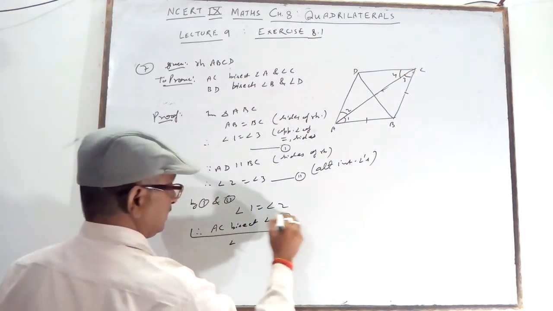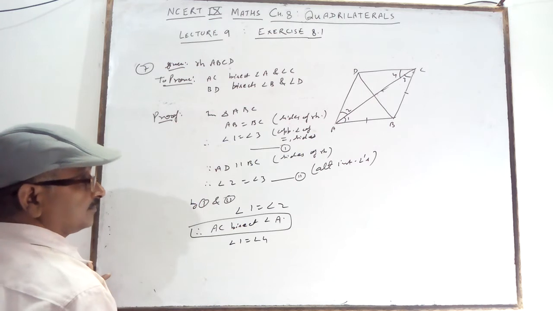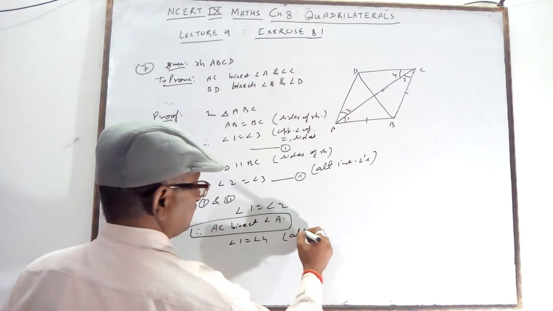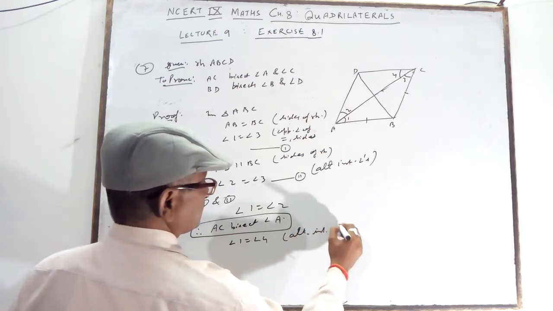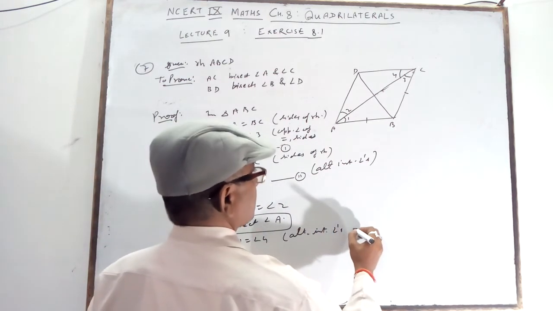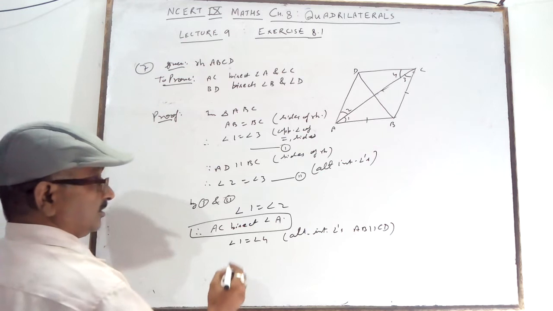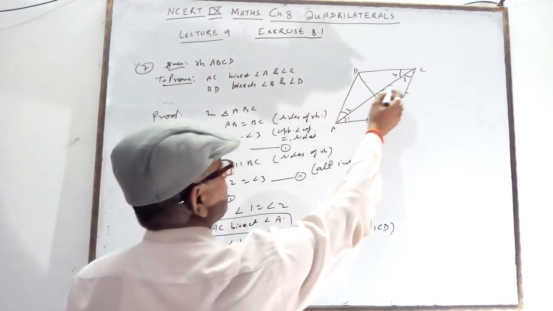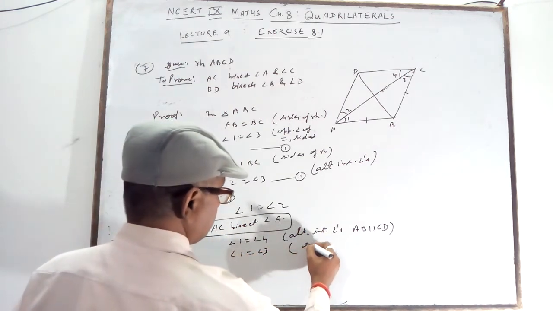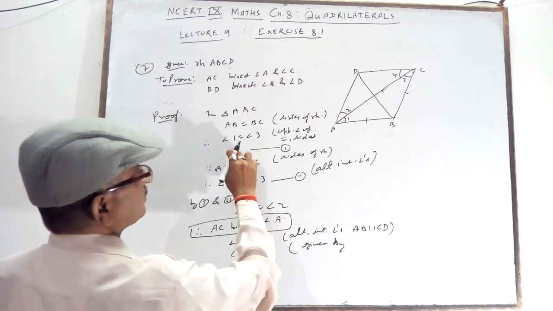First one part is over. Angle 1 is equal to angle 4. Why? Alternate interior angles. 1 is equal to 4, alternate interior angles by AB parallel to CD. And you want to get 1 is equal to 3. Given, by 1 equal to 3. By first I have proved.